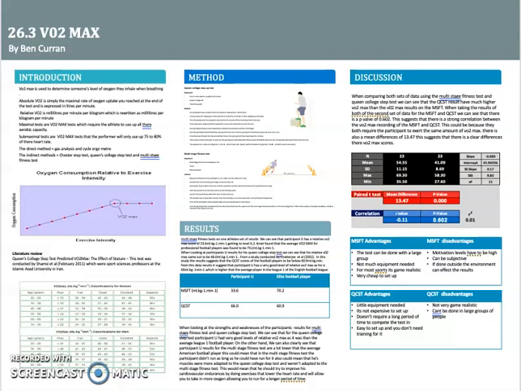26.3 Estimating VO2 max. Introduction. VO2 max is used to determine the level of oxygen someone inhales.